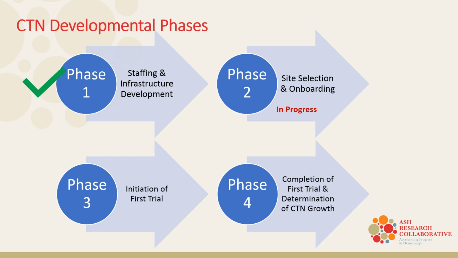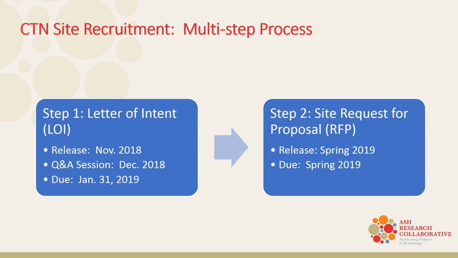So the site selection steps are: the letter of intent was released on November 15th, and we're having the Q&A tonight. The applications are going to be due at the end of January. Then we have a site selection committee that is going to be reviewing the applications and looking at the qualified applicants, and then there will be an invited response to an RFP, which will be a longer version of the LOI. And then sometime in the late spring, early summer, we'll be announcing the sites.